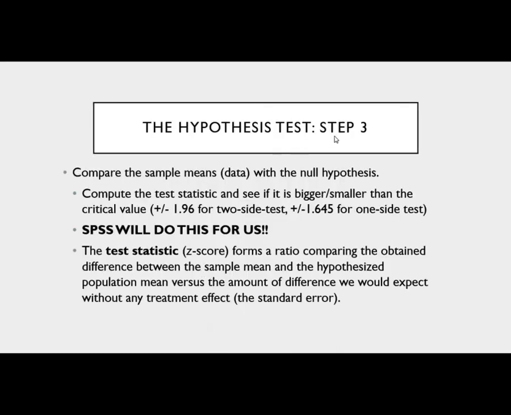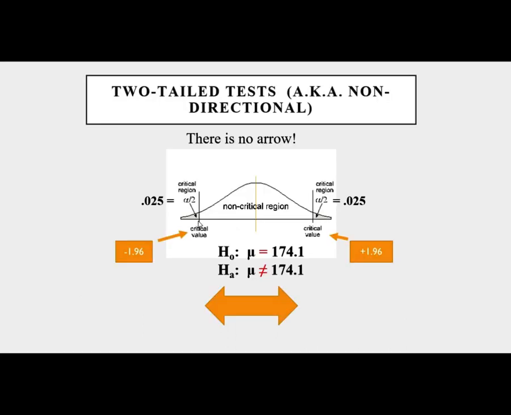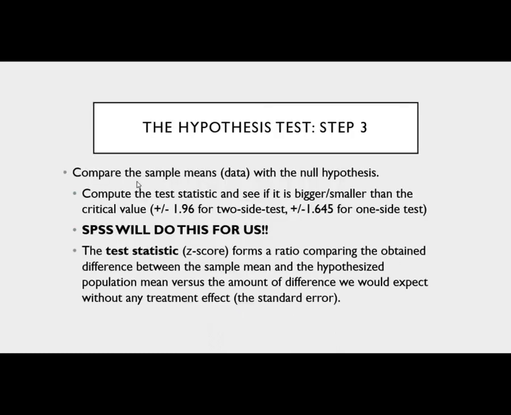All right, so then we do the hypothesis test step 3. So we compare the sample means, our data, with the null hypothesis. We went out, we sampled 100 people, we took their height, we calculate the test statistic, and then we compare it against negative 1.96 or positive 1.96. So we compare the sample means with the null hypothesis, compute the test statistic, and see if it's bigger or smaller than the critical value, plus or minus 1.96 for the two-sided test, or plus or minus 1.645 for a one-sided test. But we can just let SPSS do this for us.